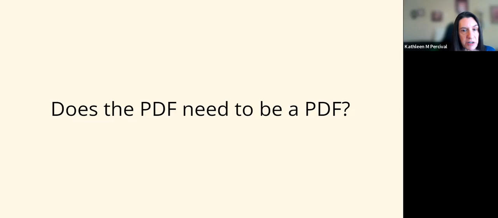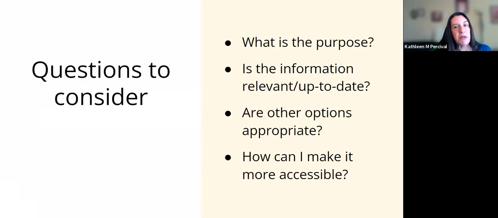And some things to consider while asking yourself if it needs to be a PDF. What is the purpose of the information? Is the information relevant and up to date? And how often does the information change? As I mentioned, PDFs are not very easily editable. So information that changes often is probably best suited in a format other than PDF. Are other options more appropriate? And how can I make this information a little more accessible? And we'll go over all of these.